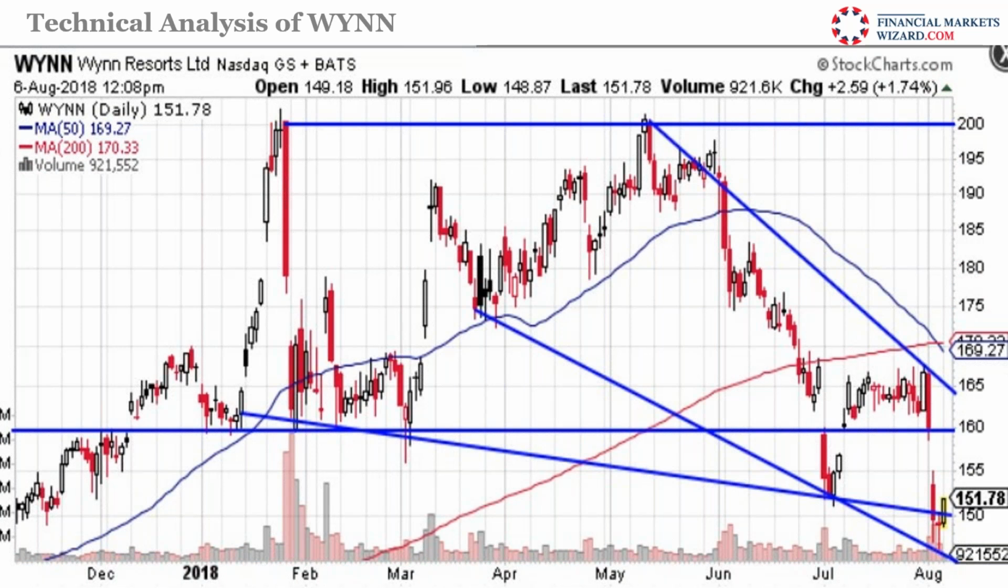Win. This is a Win chart, and Win is bouncing from the support line. This is the downward support line. It's bouncing up. So I'm long on Win, and I expect it to fill the gap. Maybe it goes higher, but at least fill the gap at 160.